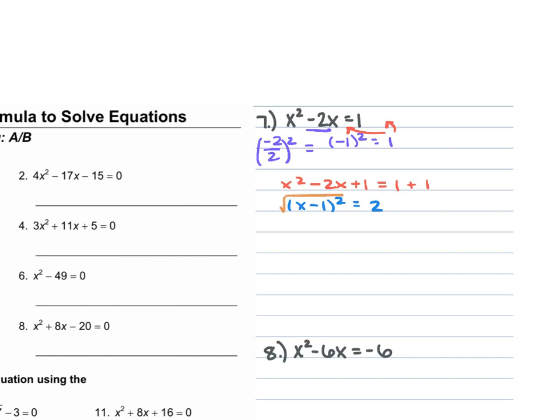Take the square root of both sides. So x minus 1 is equal to plus or minus the square root of 2. And then just add the 1 to both sides, and we get that x is equal to 1 plus or minus the square root of 2.